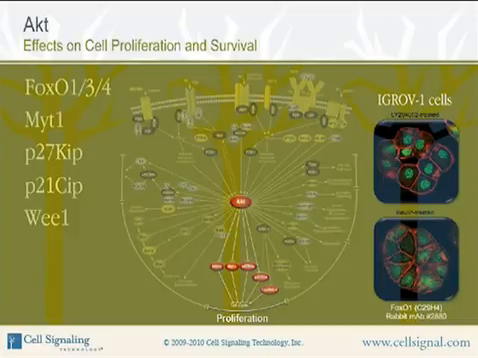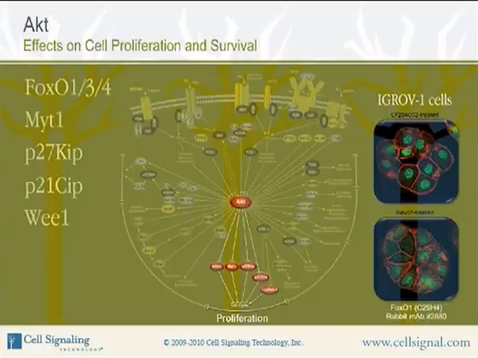LY294002 treatment. With insulin treatment, AKT becomes active, resulting in the phosphorylation and inhibition of FOXO1. Inhibition of FOXO1 results in nuclear export and inhibition of transcription factor activity. Note cytoplasmic staining of green signal in this panel.